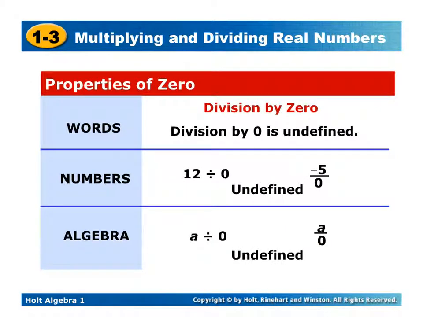The tricky part is when we actually look at the division by 0. So division by 0 is undefined. You can't actually take the 12 and divide it by 0 or the negative 5 divided by 0. You will always get an answer that is undefined, or on your calculator you will get an error message.